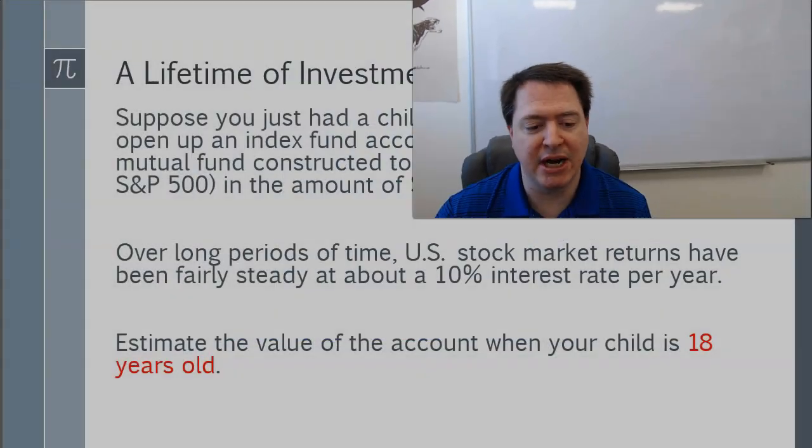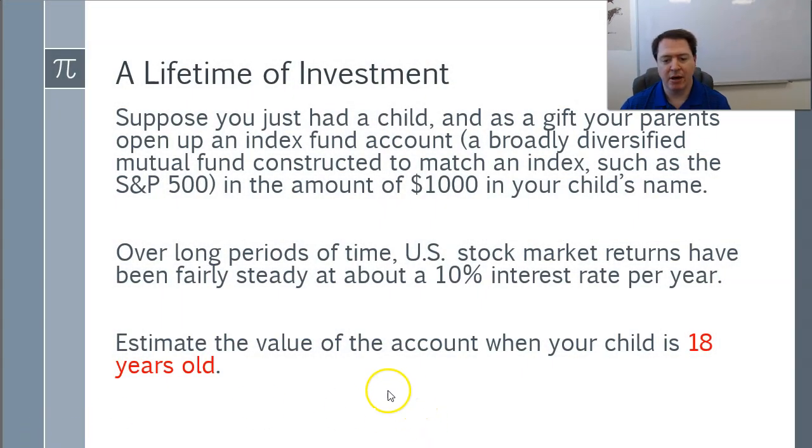Well, over long periods of time, these returns have tended to be close to 10%. Over the short term, the stock market is all over the place, but over long periods of time, it tends to average out to be about 10%. Okay, so that's what we have set up here, just some index fund account in the amount of $1,000. What is it going to be worth when that child turns 18 years old and can access that money?